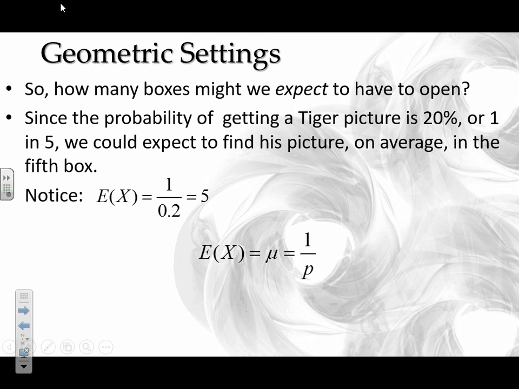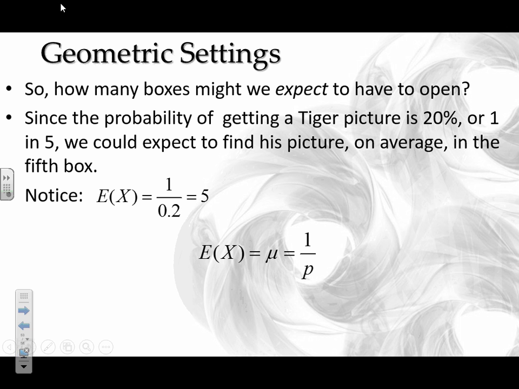So one of the things you might want to write down for a geometric setting, the expected value, the mean of the geometric distribution will be 1 divided by the probability of success. Okay? So any geometric setting, when it asks for the expected value, you're simply going to take 1 divided by the probability of success, whatever that might be. And that answer tells you when you should expect to see the first success.